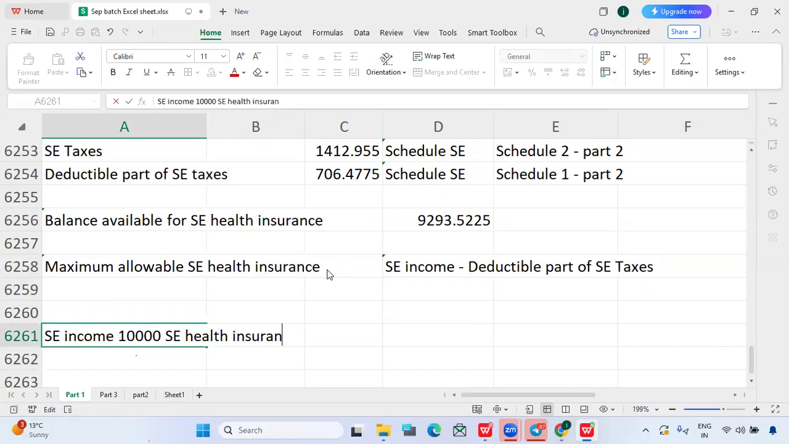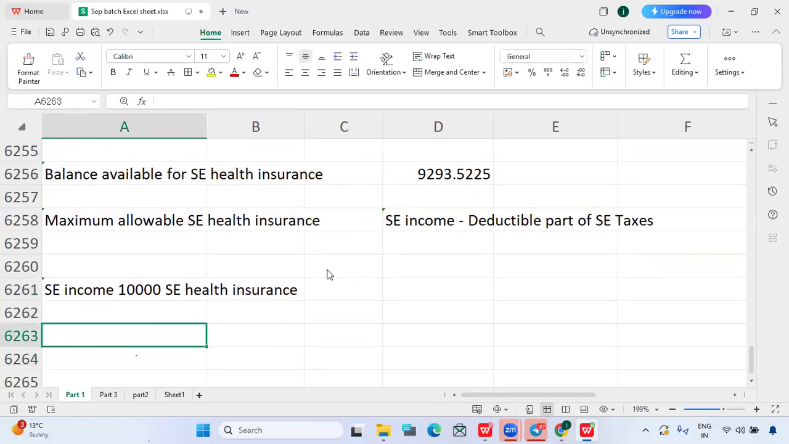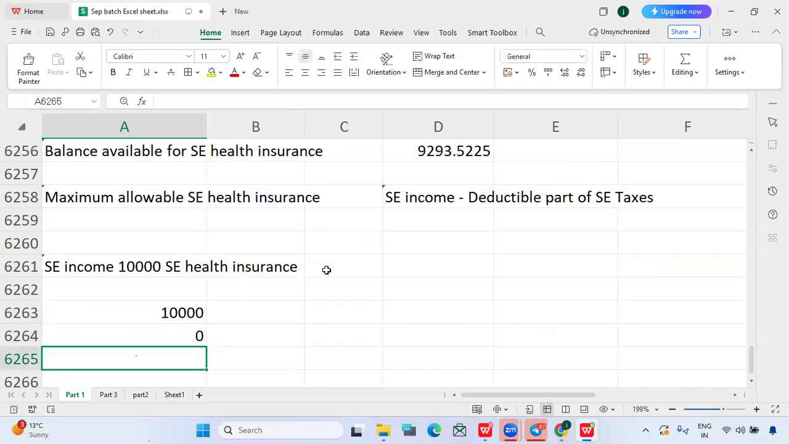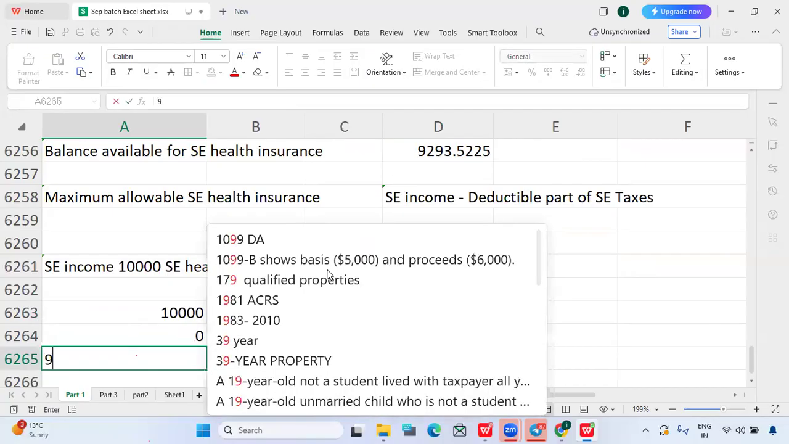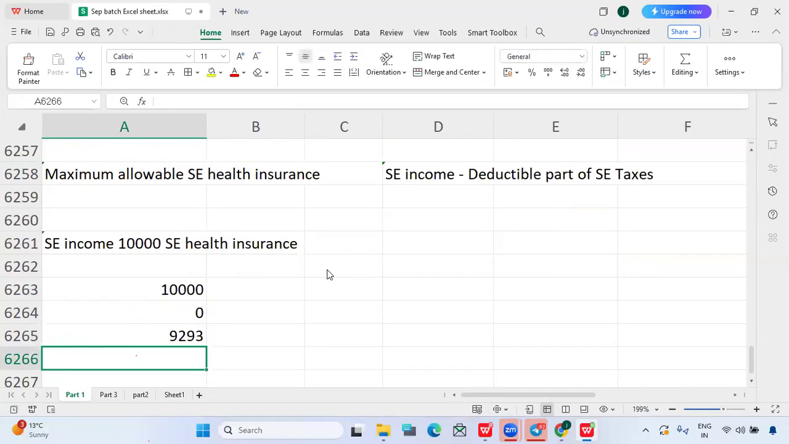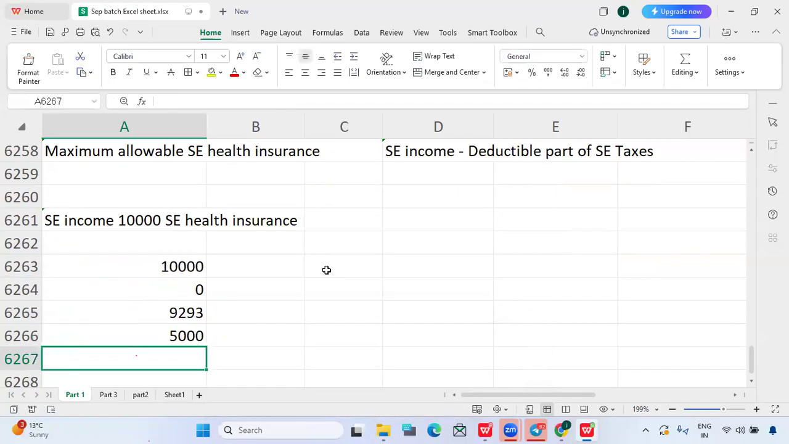Self-employed health insurance. So how much can we take, guys? In the answers, one option is 10,000, another option is 0, another option is around 9293, and another option I can say is 5,000. So how much can we take, guys?